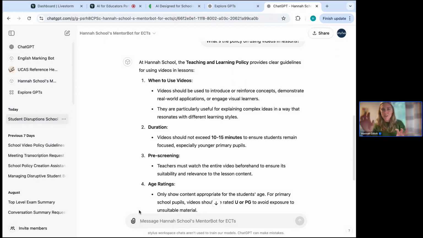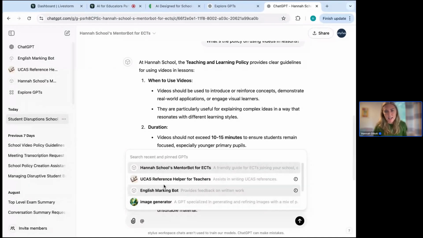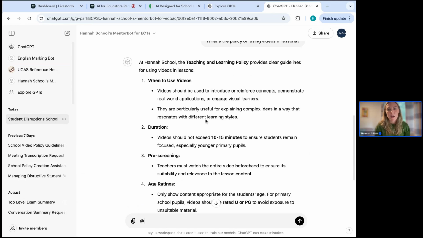And you could also have a number of different GPTs that are all fulfilling slightly different functions, which means that when I'm asking a question, if I just type in the @ there, I can actually jump between them. So there's a few that I've used before. English Marking Bot is one that I've mucked around with. UCAS Reference Helper, likewise. So if I've got questions in the same conversation, I can be calling on these different GPTs to help me with the response.